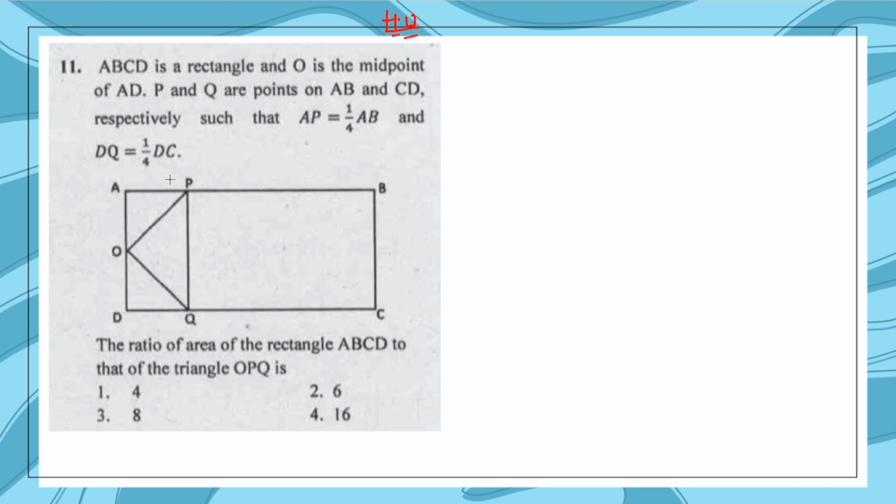So if AB is of length x, this length will be x upon 4. Same goes for DQ. DQ is 1 by 4 of DC. What they are asking is the ratio of the area of rectangle ABCD to that of the triangle OPQ. So they are asking for the area of this triangle OPQ and the complete rectangle. The ratio of these two areas is the final answer. Think about it, try to do it on your own, and do let me know the answer in the comment section.